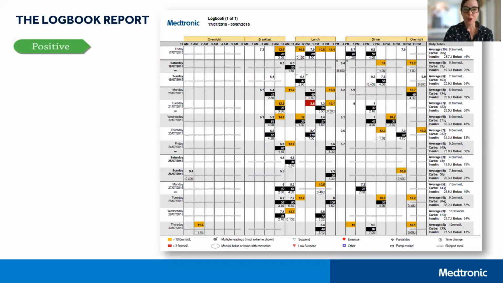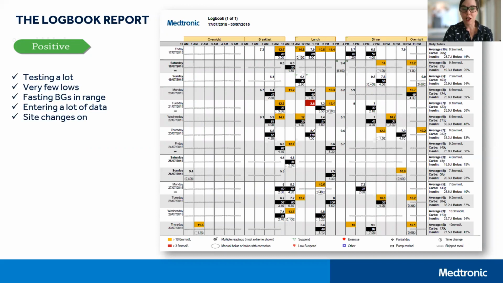So of course, we're going to embed our Yes I Can framework within the methodology and always identify the positives first. And on this report, there are so many positives to point out. There's lots and lots of testing, so we get a really good idea of everything that's been going on. Very few lows. You can see there's only one highlighted red, 3.6. Our fasting BGs are most of the time in range, which sets our day off well.